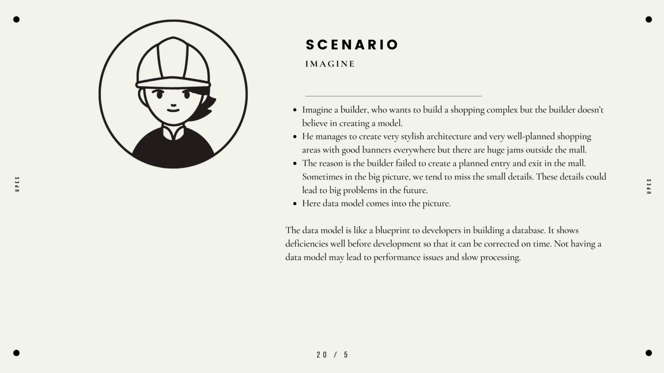Here, the data model comes into the picture. The data model is like a blueprint for developers in building a database. It shows deficiencies well before development so that they can be corrected on time. Not having a data model may lead to performance issues and slow processing.